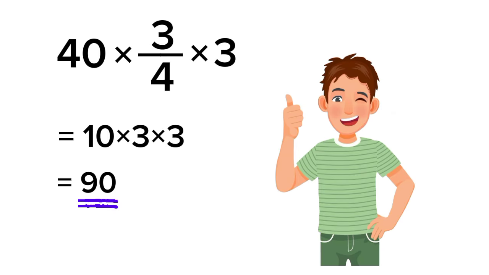It's a great reminder. When multiplication and division appear together, always go from left to right. That's how you stay consistent and avoid mistakes.